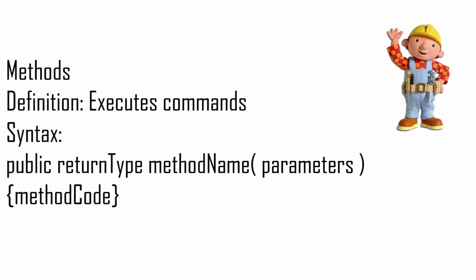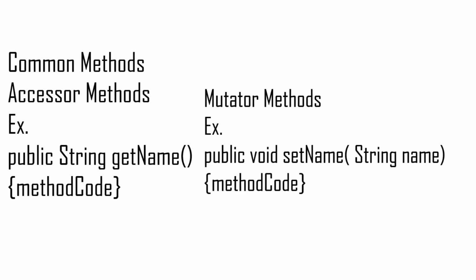Methods execute commands for the class. They are written starting with public, then followed with the return type, the name of the method, and the parameters. Two common methods for classes are accessor and mutator methods.